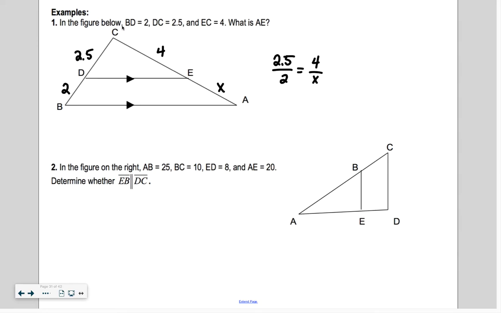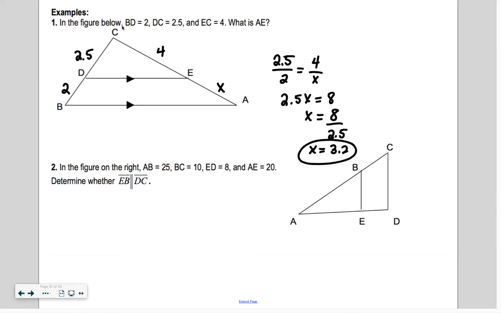So, all right. So anyway, you can set it up either way if you want. You could set it up with the 2.5 over 2 equals 4 over x, or you can set it up with 2.5 over 4.5 equals 4 over 4 plus x. But either way, we get 2.5x equals 8. So x equals 8 divided by 2.5, which is 3.2. And that's our answer.